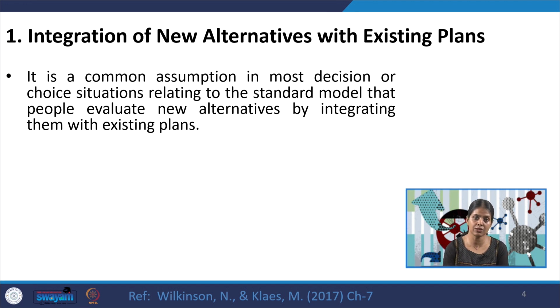Beginning with the first one, integration of new alternatives with existing plans. It is a common assumption in most decision or choice situations relating to the standard model that people evaluate new alternatives by integrating them with existing plans. So, if we go back to the life cycle hypothesis, you remember we said that if additional wealth comes, then that is integrated with the existing wealth and then divided across all the periods one expects to survive or live, and then accordingly the consumption is decided. So, this is the basic idea behind integration of new alternatives with existing plans.